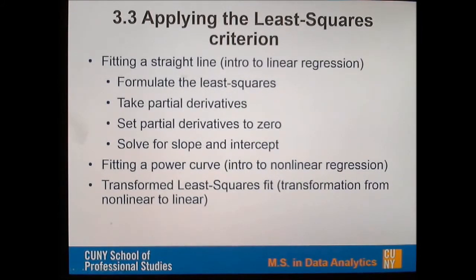These are the steps for how to fit a straight line. Formulate the least squares, take partial derivatives, and then set the partial derivatives to 0. Solve for slope and intercept. And it could be a power curve or a transformed linear least squares fit. That's beyond linear regression. It could be nonlinear, or a transformation from nonlinear to linear. These are covered in section 3.3. Please read the textbook. Ask questions if you have any.